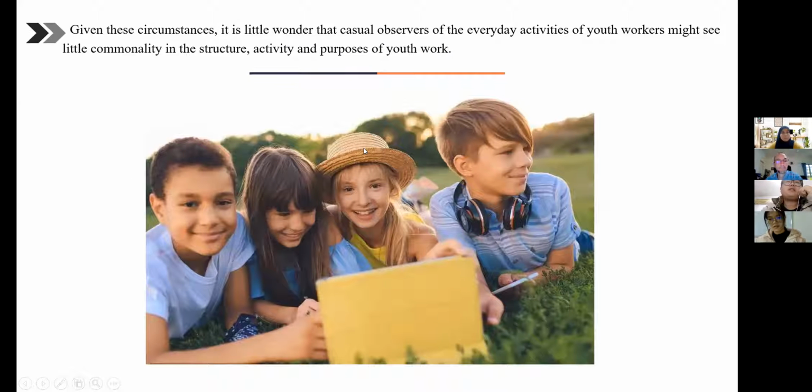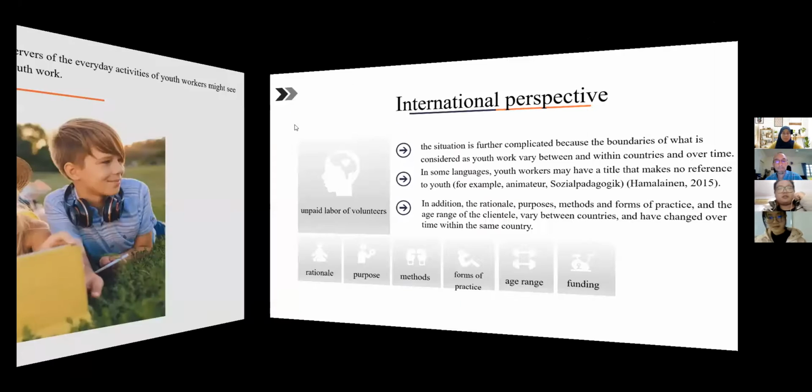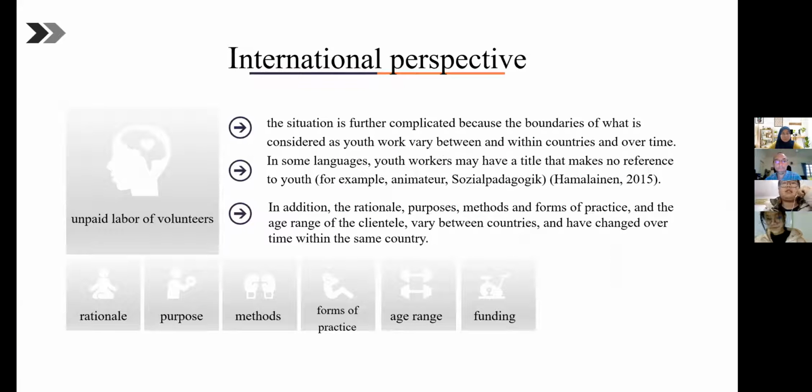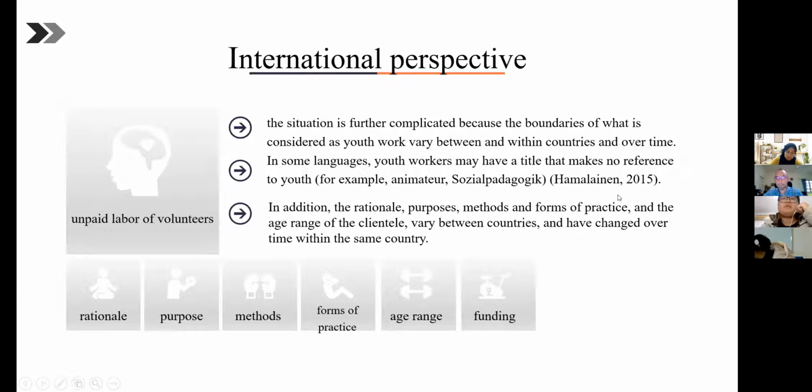So under these circumstances, it is little wonder that observers of the everyday activities of youth workers might see little commonality in the structure, activity, and purpose of youth work. If you want to see the difficulties intuitively, we must look at it from an international perspective. Under this perspective, the situation is further complicated because the boundaries of what is considered youth work vary between and within countries and over time. Even in some languages, youth workers may have a title that makes no reference to youth. In addition, the rationale, purpose, methods, and forms of practice and the age range of the clientele vary between countries and have changed over time within the same country.